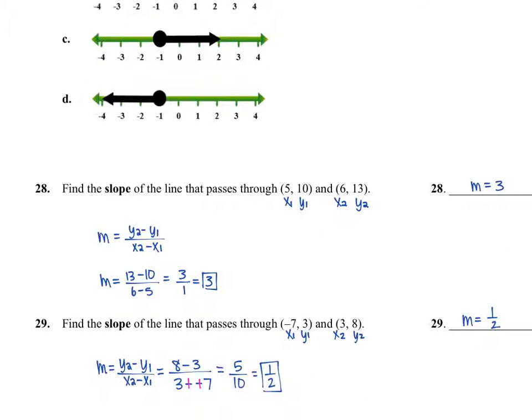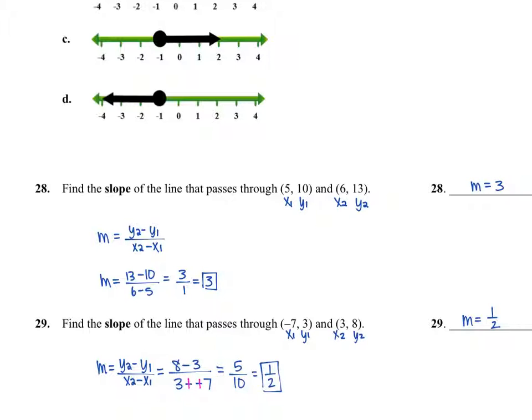To find the slope of the line, you use the formula y2 minus y1 over x2 minus x1. Over here I've labeled my points, and then down here I've just substituted in. So 13 minus 10, that's y2 minus y1, is 3. 6 minus 5, x2 minus x1, is 1. 3 over 1 is 3.